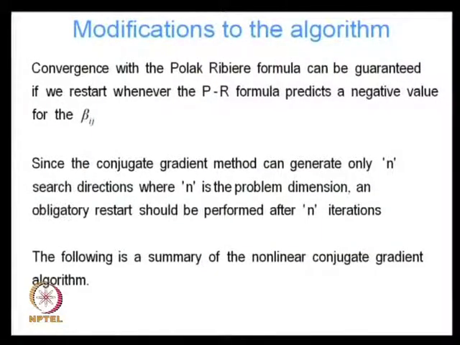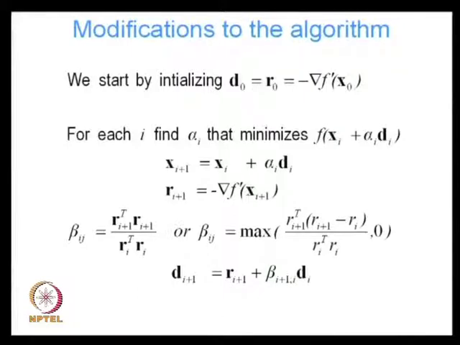Since the conjugate gradient method can generate only n search directions, where n is the problem dimension, an obligatory restart should be performed after n iterations, right. The following is a summary of the nonlinear conjugate gradient algorithm. So, we start by initializing our initial search direction D0 with the residual R0, right.